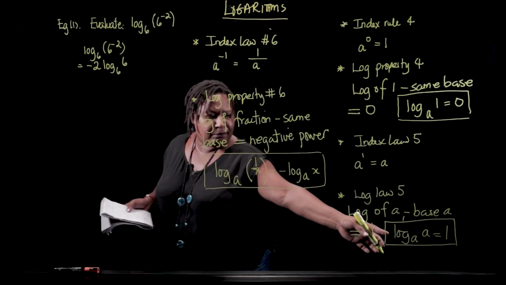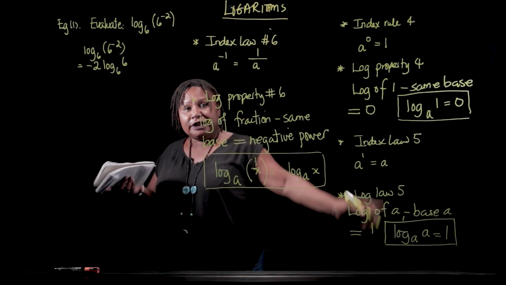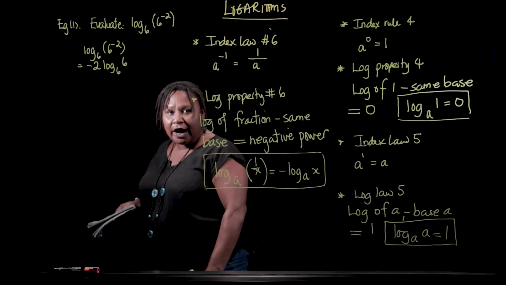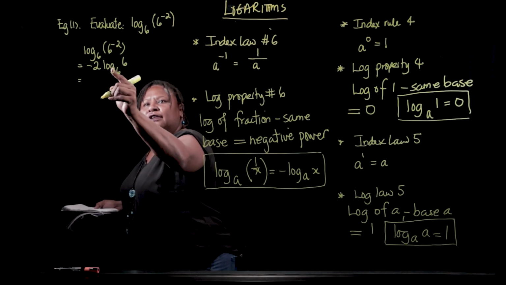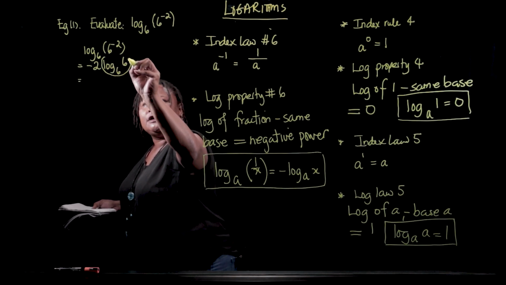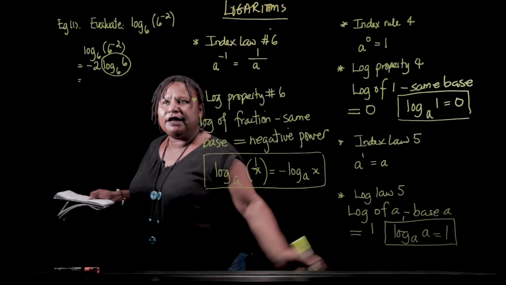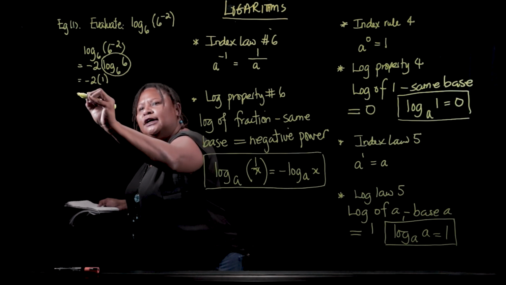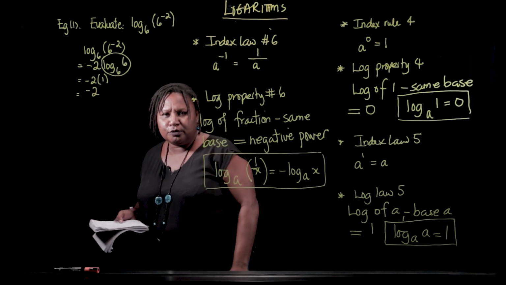So property number 5 states that log of a with the same base a will be equal to 1. Therefore, this bit here, let me just circle this so you know, log 6 to base 6 becomes 1. So we write negative 2 times 1, and the answer is negative 2.